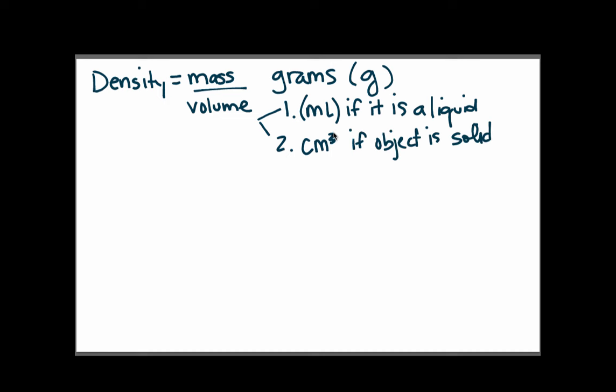If you're measuring a liquid, you would get a graduated cylinder, you would measure the volume, and it'd be in milliliters. If you have a solid object, you would have to measure it using a ruler, and you would measure it in centimeters cubed. So how that works is, say you have a rectangle. This is a terrible picture, sorry. So here's my lopsided rectangle. And this lopsided rectangle is a three-dimensional object.